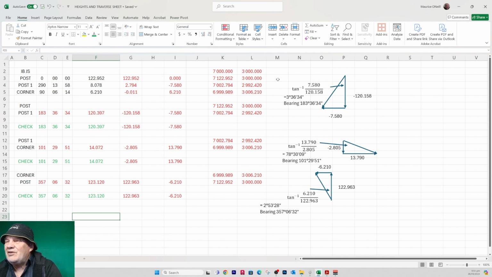And then for the remaining one, which is the corner back to the post, same thing again. There's the corner. So from the corner to the post, work out these here. That comes out easily. And then we can see this little angle in here, tan to the negative 1, 6.210 over 122.963, gives us 2 degrees 53.28. Subtract that from 360 to get the bearing, and there we go, and we check it out, and it's all good.